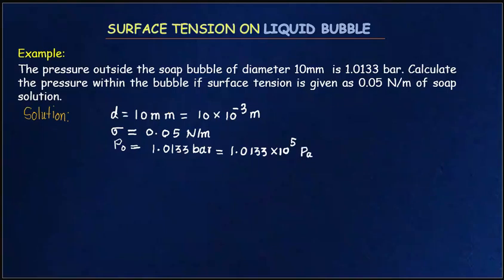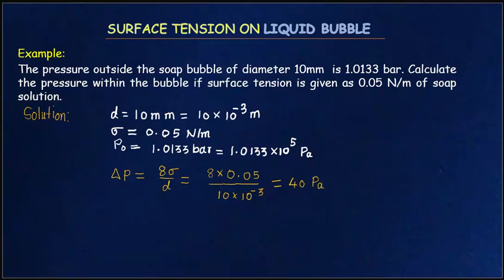Now let's start with the question, that is we have to find the pressure within the bubble if surface tension is given as 0.05 Newton per meter. So we have to find pressure inside the bubble. So we have already learned that in case of bubble, the difference of pressure is given as 8 times surface tension by diameter. Surface tension is 0.05 divided by diameter, friends. So diameter here is 10 into 10 raised to minus 3. And if you solve this equation, the value of excessive pressure, that is delta P, you will be getting as 40 Pascal, friends.